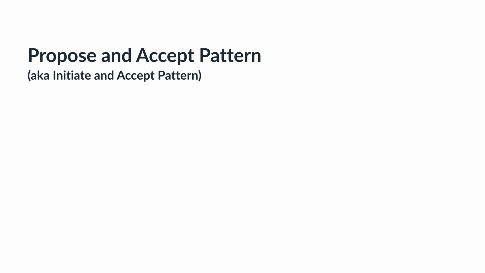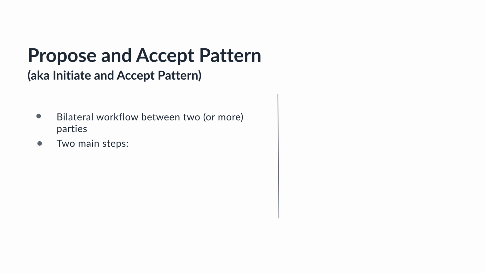The propose and accept pattern is a powerful workflow that allows modeling the establishment of bilateral agreements between two parties. The pattern consists of two main steps. One party initiates a contract proposal that contains the terms of the agreement. The initiator specifies the necessary details and conditions for the contract, such as parties involved, payment terms, and other relevant data. The proposal is a contract created on the ledger with the initiator as the signatory and the recipient as the observer.